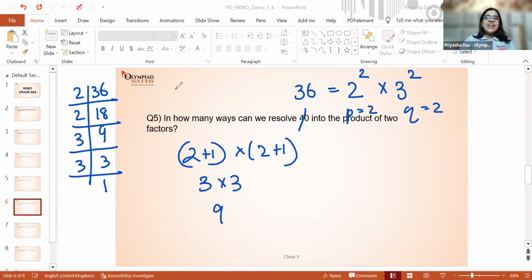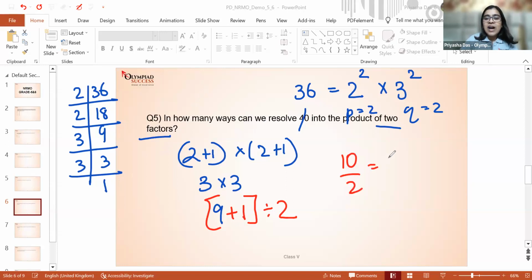Lovely, Advik. Lovely. So what has Advik done? But your answer is not correct, Advik. Only half correct. When you have an odd number and they ask you to find out the ways in which you can find out the 2-factor process, what will you do? Yes, Lokesh. Very good, Advik. You will add 1 to this and then divide it by 2. So 10 by 2 is 5 ways.